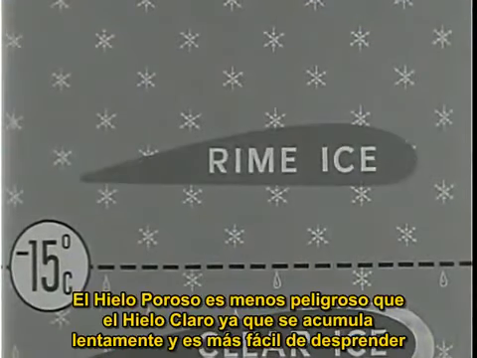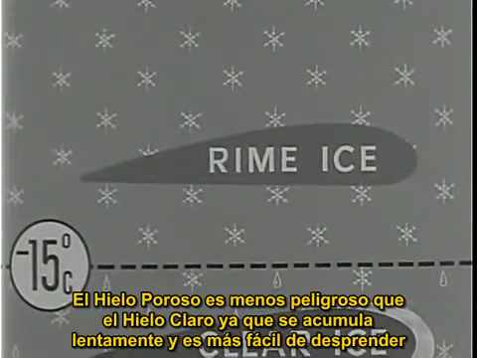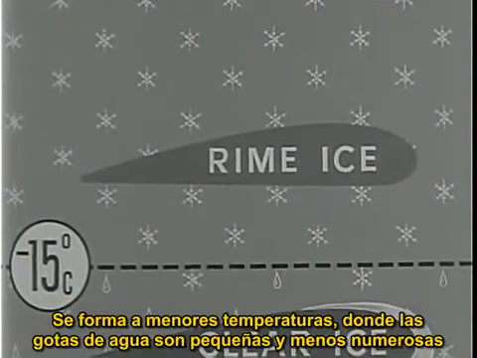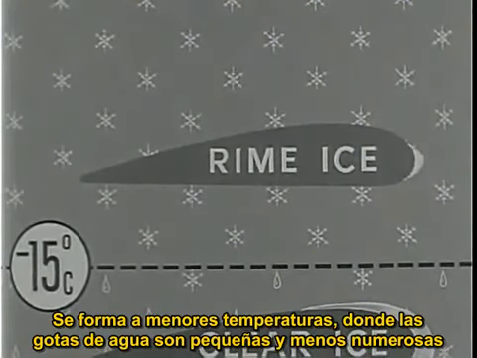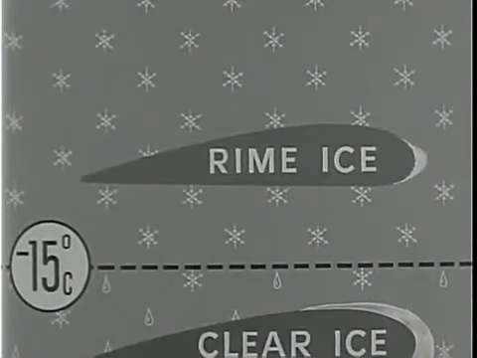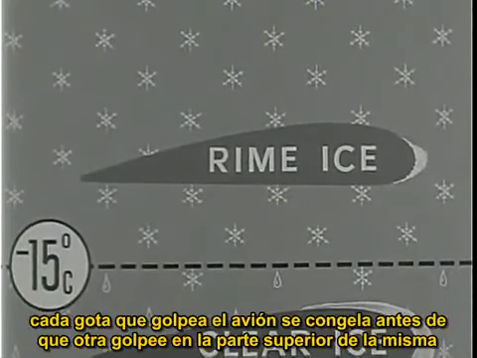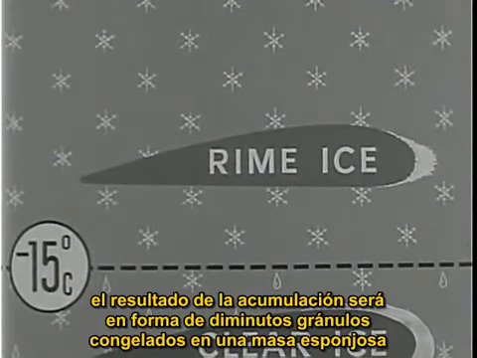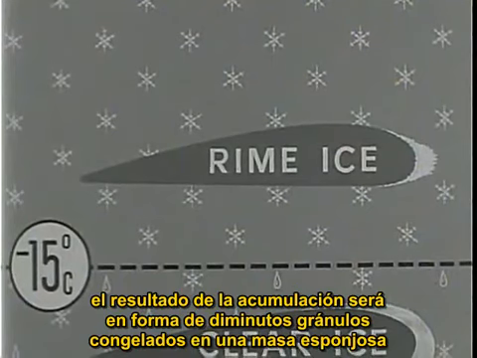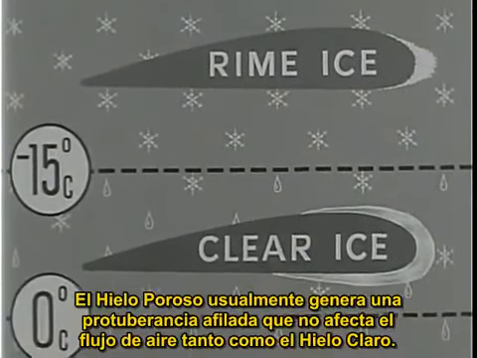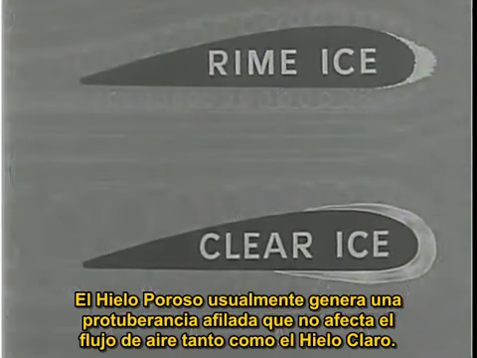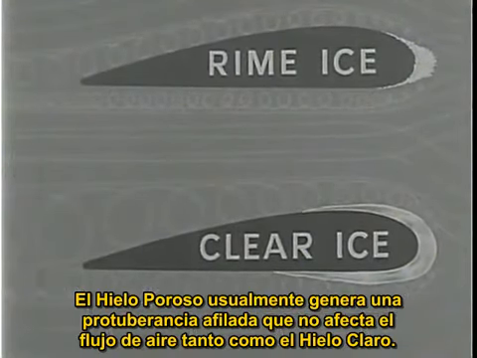Rime ice is somewhat less dangerous than clear ice since it accumulates more slowly and is easier to dislodge. It forms at lower temperatures where the water droplets are smaller and less numerous. Each droplet that strikes the aircraft freezes before another strikes on top of it. The resulting accumulation will be in the form of tiny pellets frozen together in a spongy mass. Rime ice usually forms a sharp protruding ridge which does not affect the flow of air as extremely as a clear ice formation does.